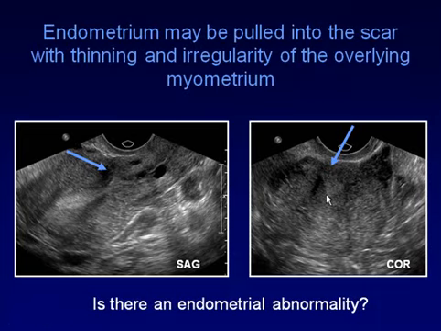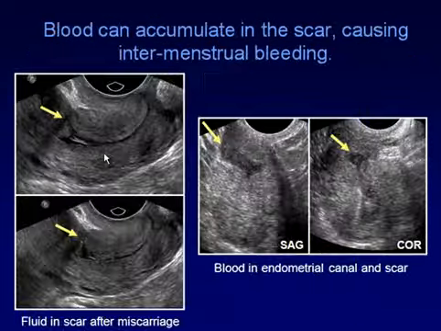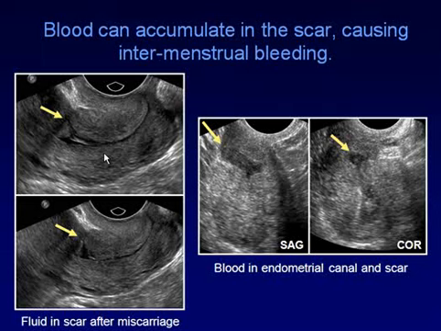And once you realize that this is the site of the cesarean section scar, it's clear that the endometrium is being pulled into the site of the scar where there is thinning and irregularity of the overlying myometrium. So there's nothing intrinsically wrong with the endometrium, it's just pulled and tethered into the scar. To take this one step further, if there is endometrium in the scar, then clearly blood could accumulate in that region related to menses or potentially to some other procedures.